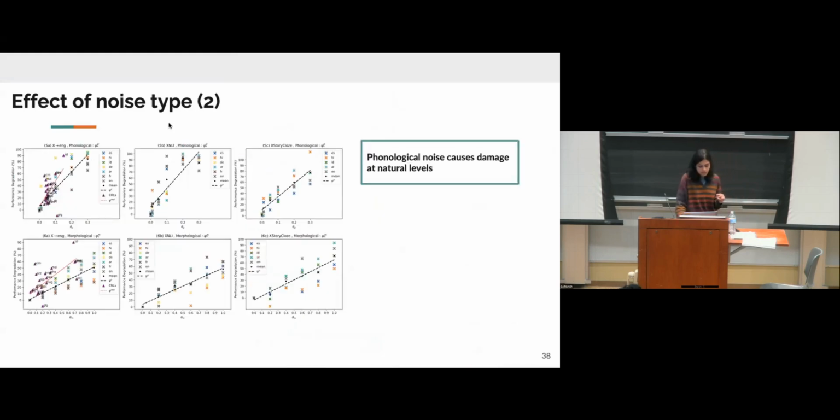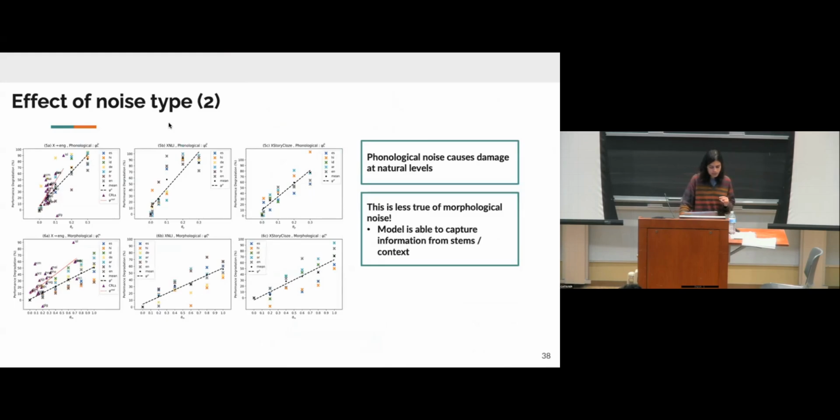And then these are the phonological and morphological noises, and we have similar observations. So the phonological noise, again, this sort of range of noise still corresponds to a decent amount of performance degradation. And this is less true of the morphological noise, which is nice. All of these languages are here on the left, and that is a relatively lower amount of degradation as compared to the other kinds of noise types. And that's nice because it means that models are generally able to capture important information from word stems or from context.